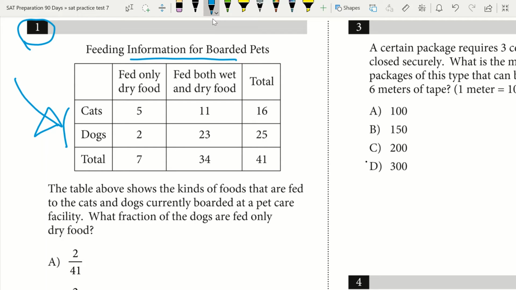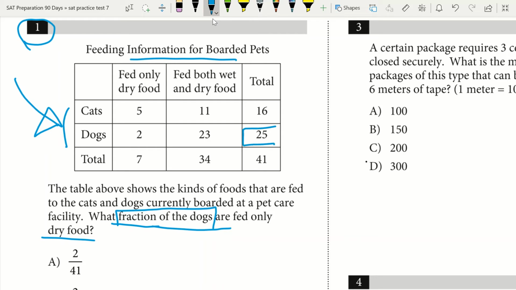We have the table above, which shows the kinds of foods that are fed to cats and dogs currently boarded at a pet care facility. What fraction of the dogs are fed only dry food? Okay, a key thing jumps out to me right away. When I'm dealing with two-way tables, I'm generally asked about fractions or percentages or things like that. Now in this case, it's of the dogs only. What fraction of the dogs? So I want to know my total number of dogs.